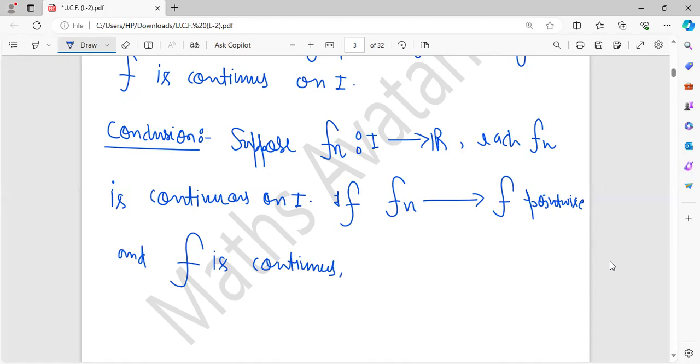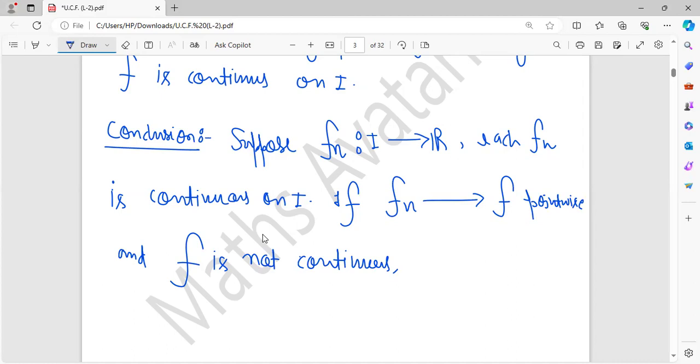From the theorem what do we know? If fn converges to f uniformly, f has to be continuous. So here we have taken f is not continuous. Each fn is continuous, fn converges to f pointwise and f is not continuous. From the theorem what can you say? This convergence cannot be uniform.